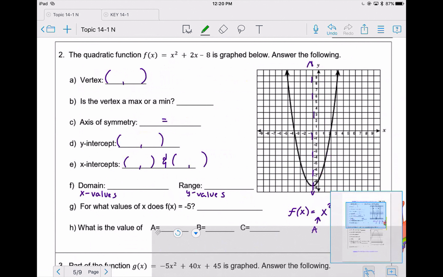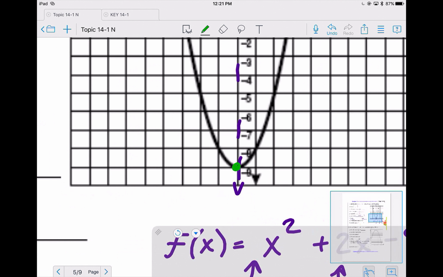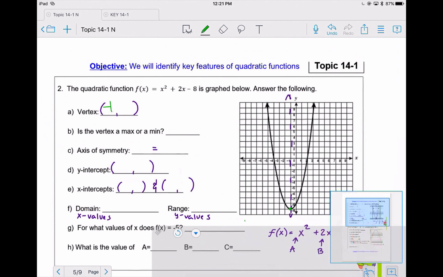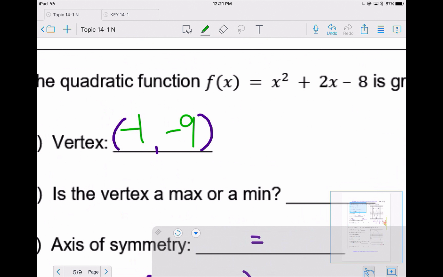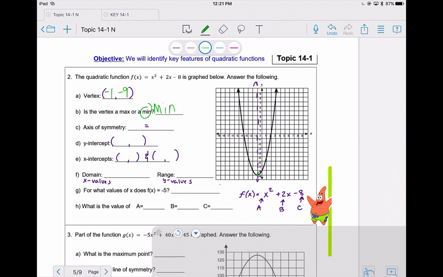Problem 2, we have the quadratic function, not the parent function anymore. x squared plus 2x minus 8, graphs below, answer the following. So first they want the vertex. The vertex is your lowest or highest point. In this case, my lowest point is down here. So this would be the point -1, -9. Remember your points go x, comma, y. So -1, -9. This is a minimum. It is a minimum because that is the lowest point. Also, the word min helps us to remember that.